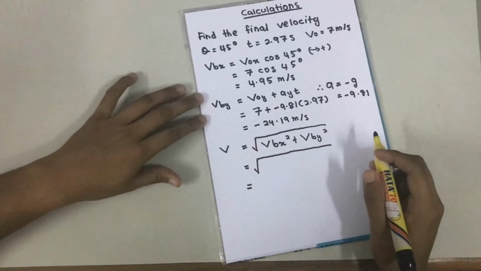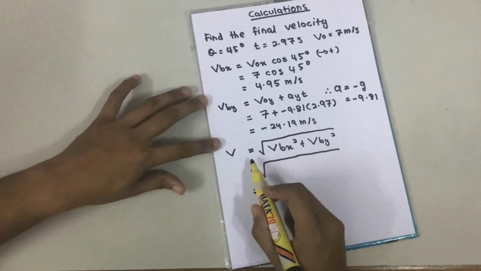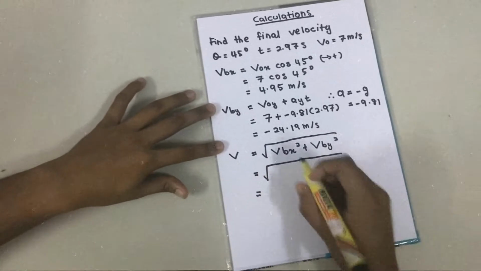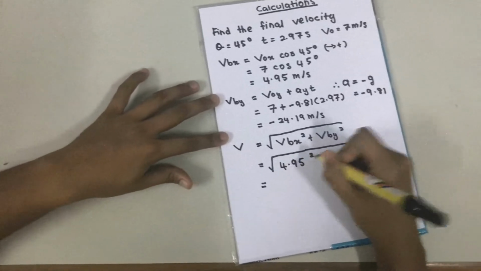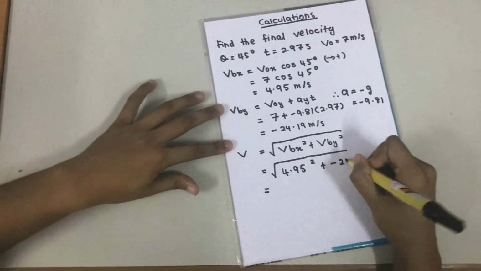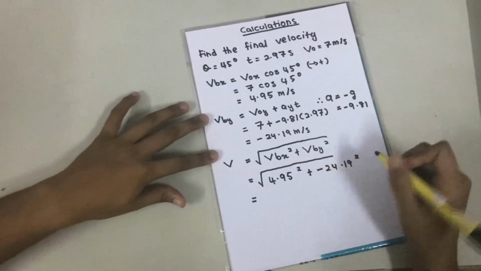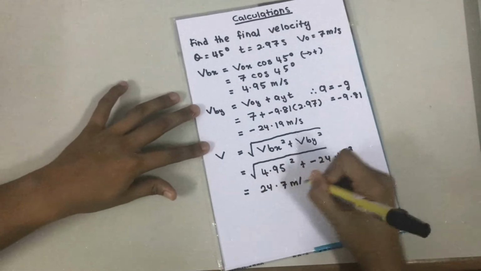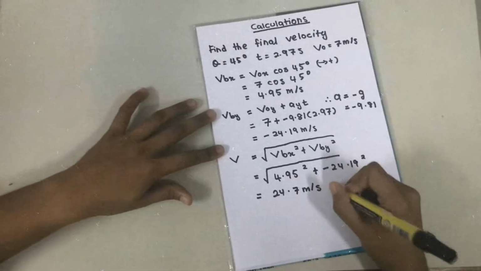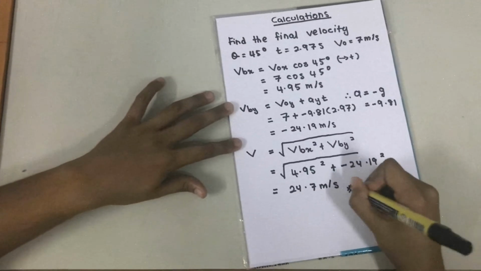To find the final velocity, we apply the last equation, inserting the previous answers: 4.95 squared plus negative 24.19 squared. We get the final velocity, which is 24.7 meters per second, and that is the final velocity of the ball before it hits the ground.